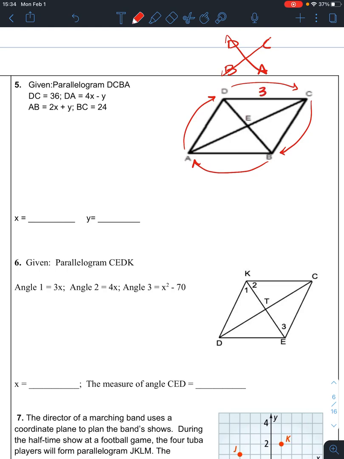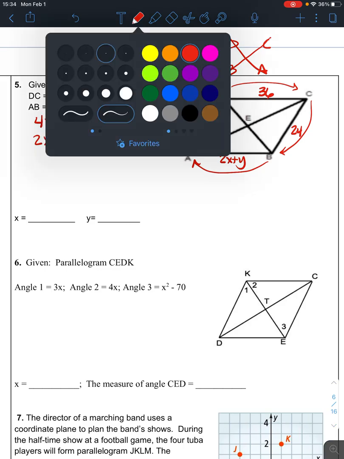Just a side note. So if we have DC's 36, DA is 4x minus y, AB is 2x plus y, and BC is 24. So what I know is I've labeled my sides, and I know that my opposite sides are congruent. So I'm going to go ahead and set up what I have. 4x minus y equals 24. Instantly, I notice that I have two variables. But the good thing is since I have two variables, I also have two equations.